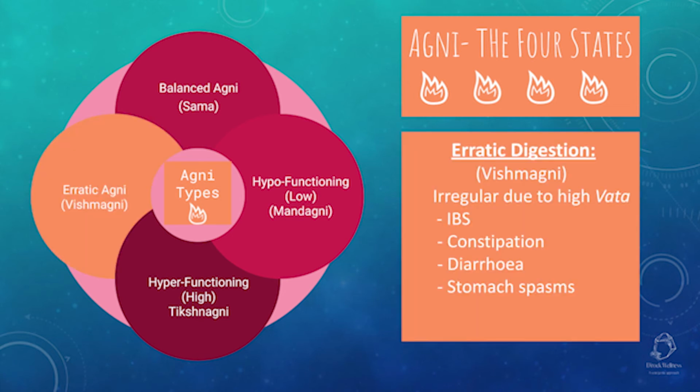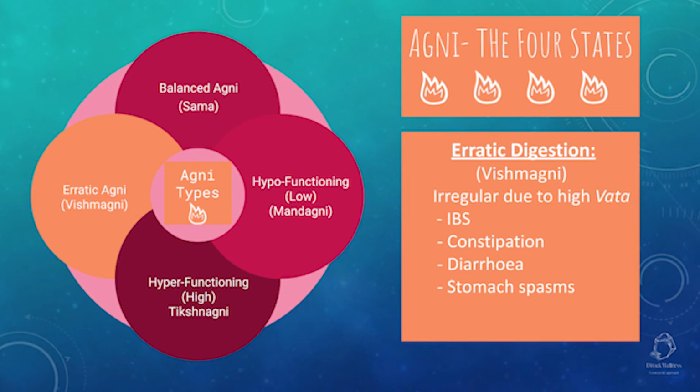First in our lineup is erratic Agni. This is when our Agni is irregular due to high vata. Erratic Agni occurs when our eating schedule is unstable or there are too many bitter, pungent, or astringent tastes in the diet. Our digestive system is directly linked to our internal clock, also known as circadian rhythms. When we eat meals on a regular basis, our body literally knows when to start producing the digestive enzymes to assist in breaking down our food.